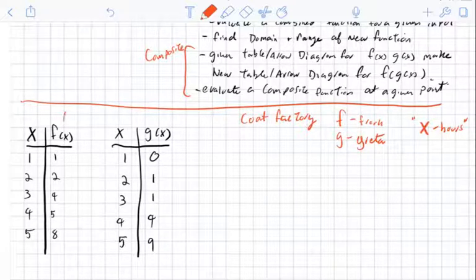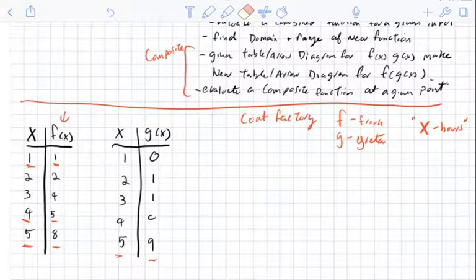So Frank's coat function looks like this. If I give him 1 hour, he'll make 1 coat. If I give him 4 hours, he'll make 5 coats. If I give him 5 hours, he'll make 8 coats, right? And Greta's function reads a similar way. If I give her 2 hours, she'll make 1 coat. If I give her 4 hours, she'll make 4 coats. If I give her 5 hours, she'll make 9 coats. She has a very interesting way of making coats that involves, I don't know, putting stuff aside, mass producing them.